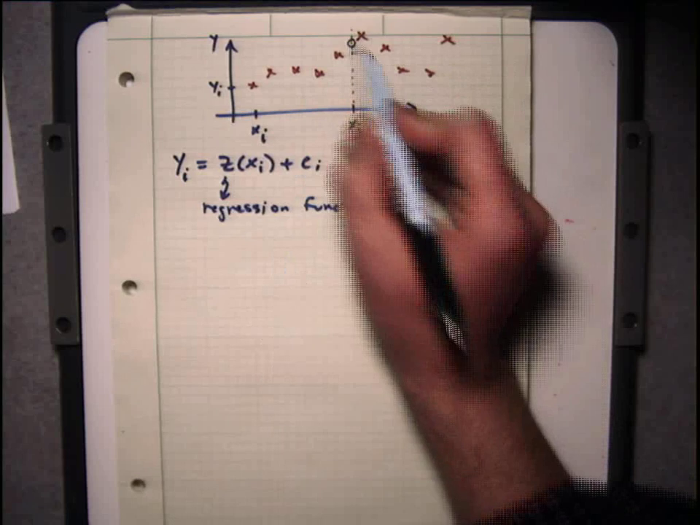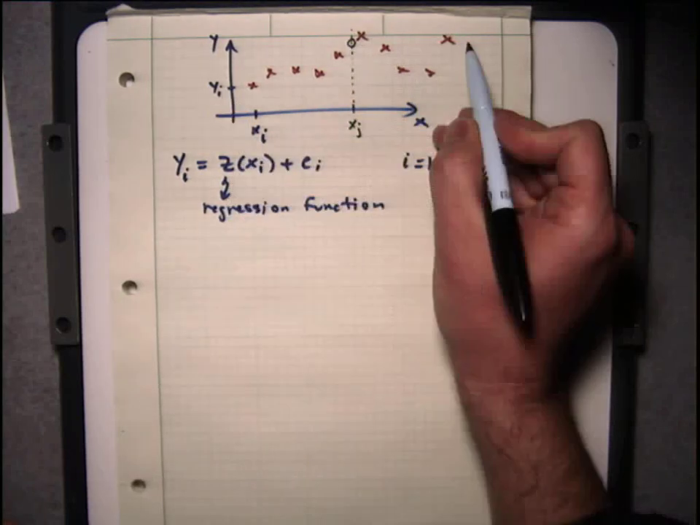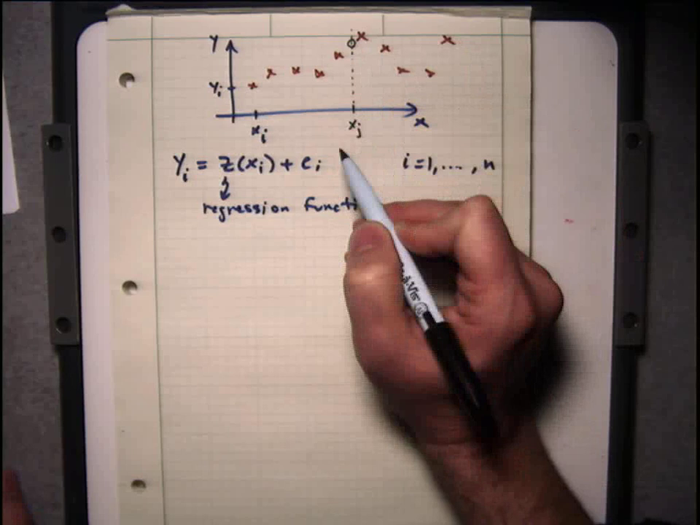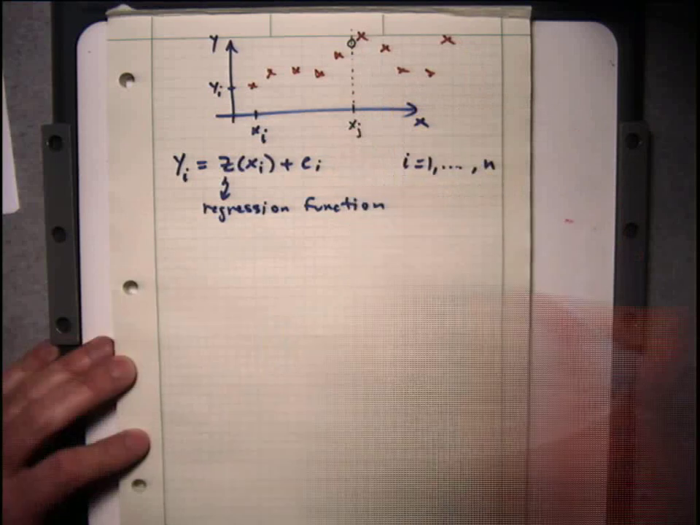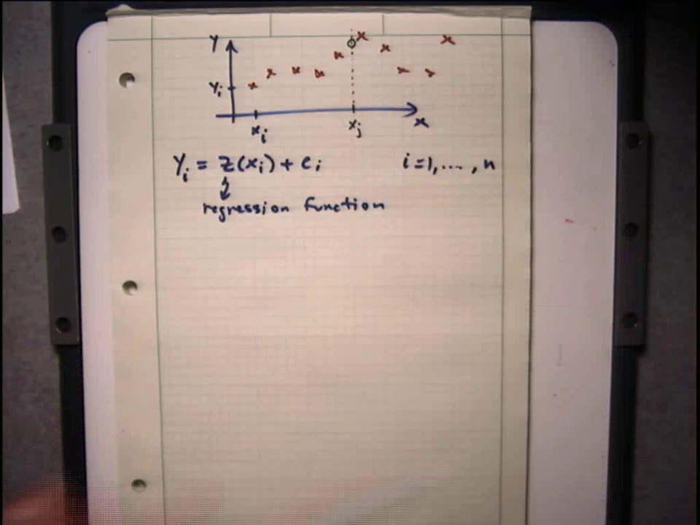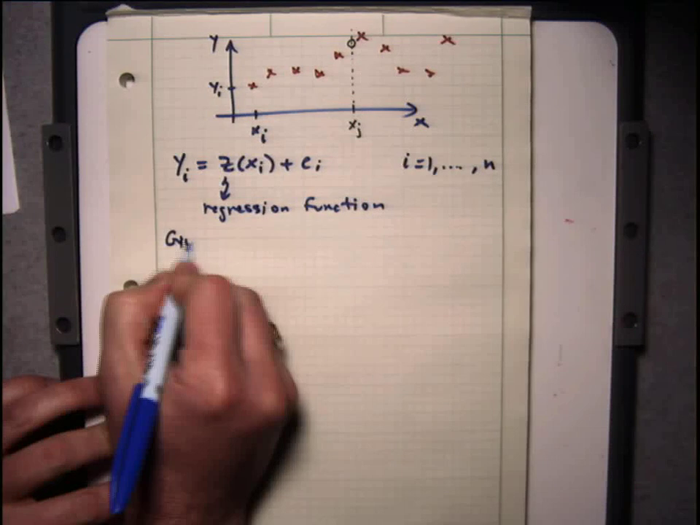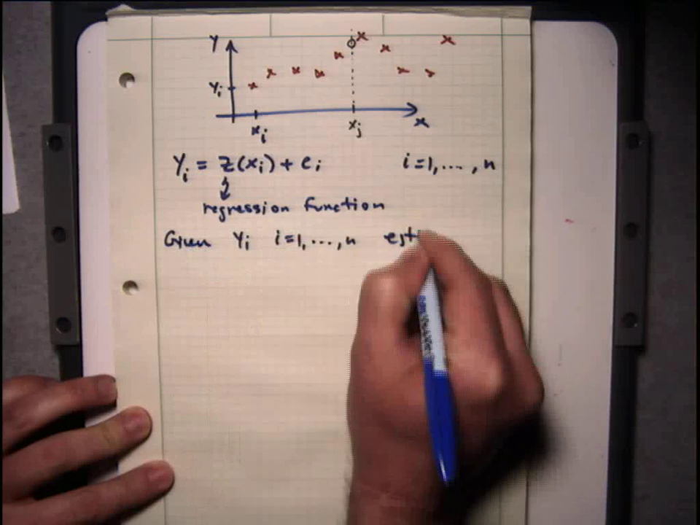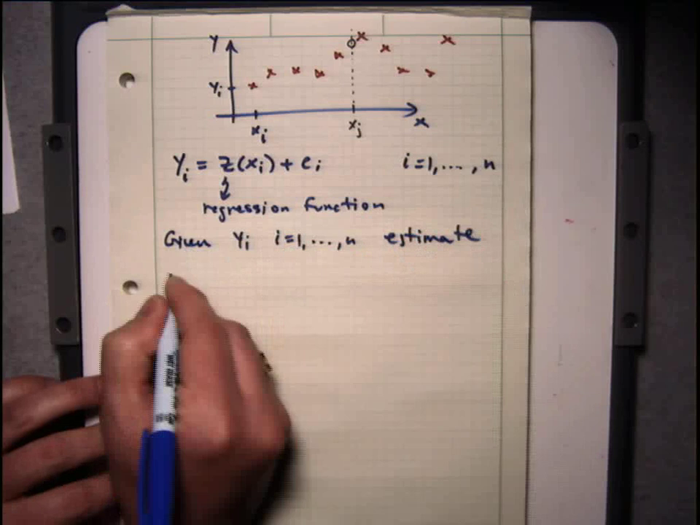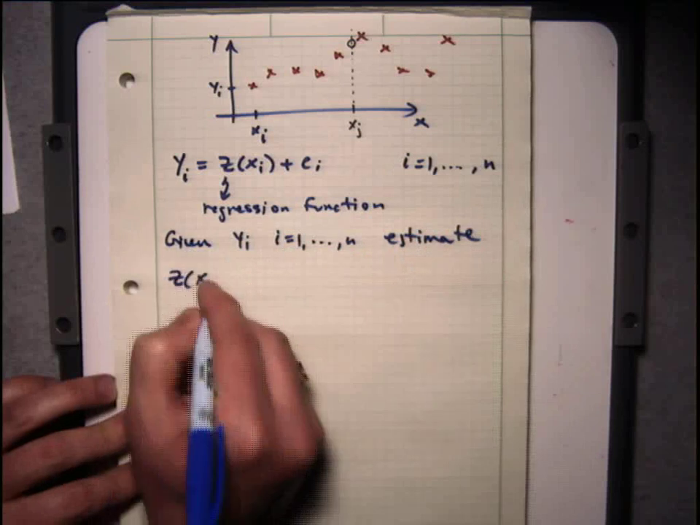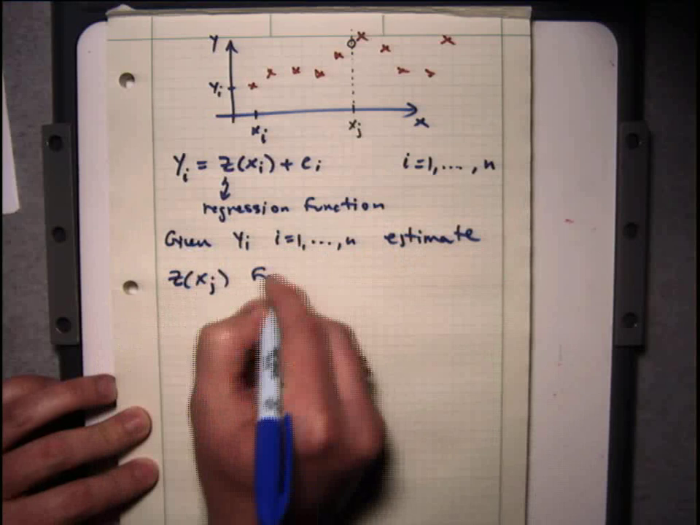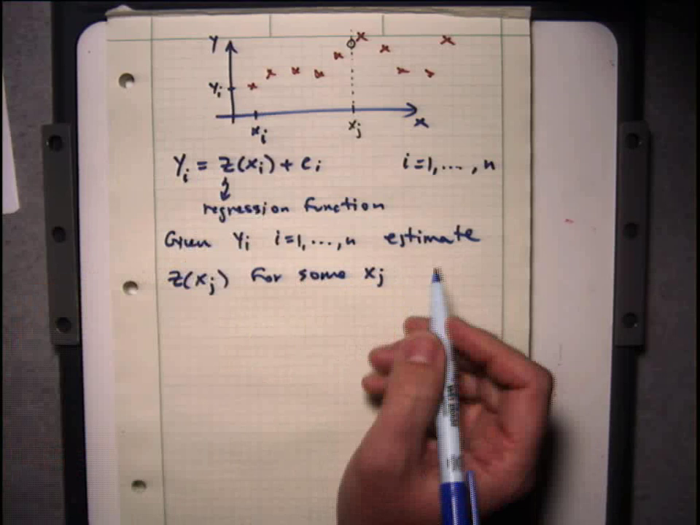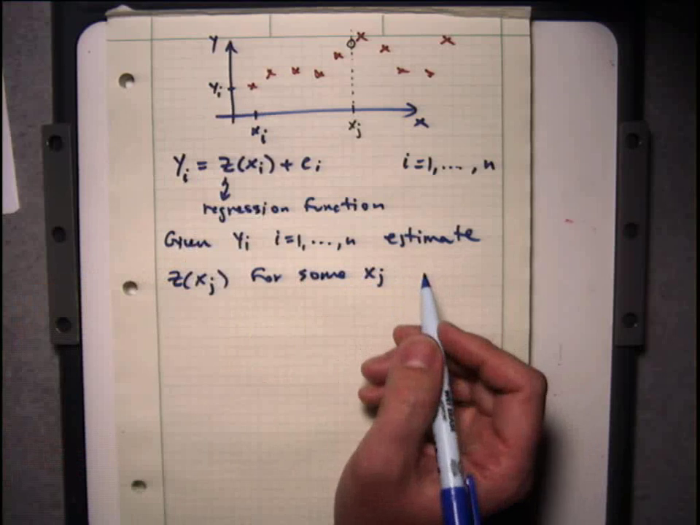To be more specific, I'm not trying to estimate all the points on the curve. I'm just trying to estimate that one point for the specific xj that I'm interested in. Okay? So given xi, yi for i equals 1 to n, what I want is to estimate z of xj for some xj. Now this xj might be one of the xi's or it might not. It really doesn't matter. Okay? So how do we do this?